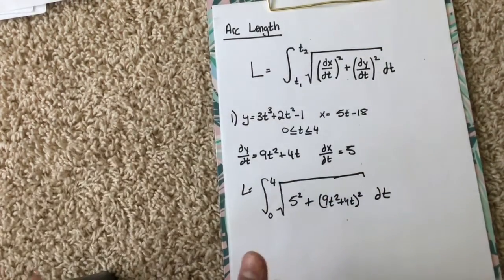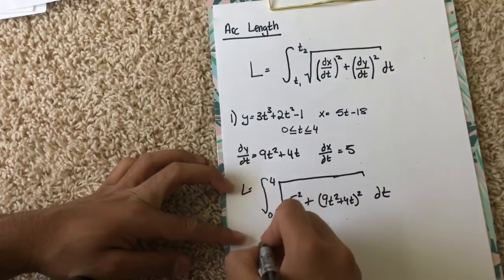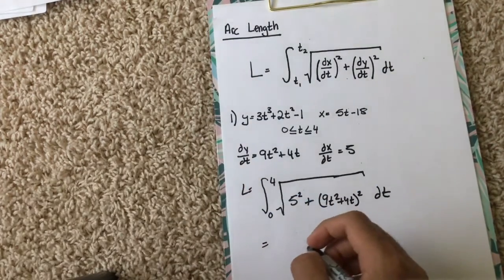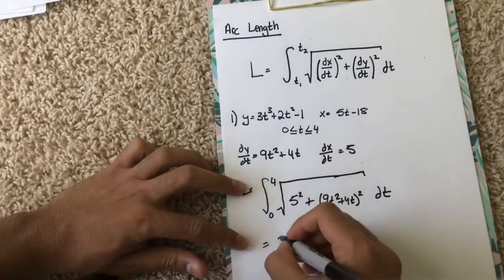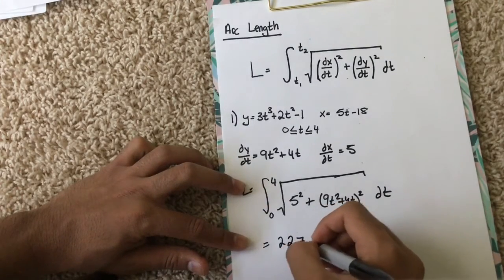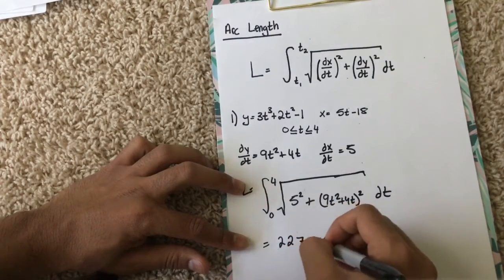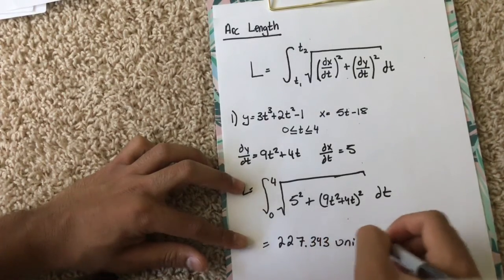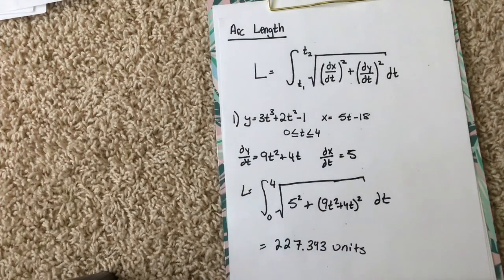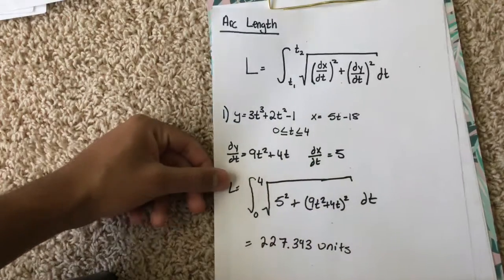And we can just simply use a calculator for this. This eventually gives us the answer of 227.393 units. So there you have it, parametric equations, and that is it.